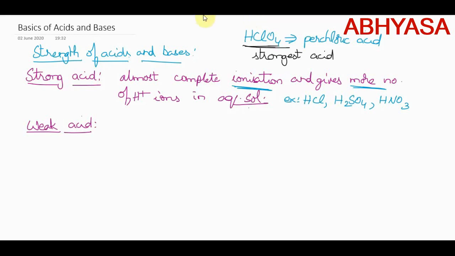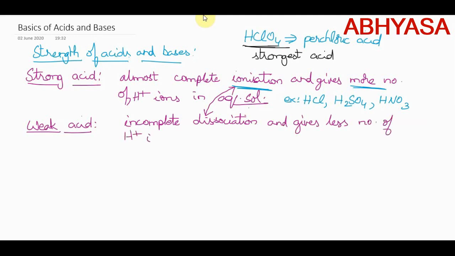Now let's see what is a weak acid. The acid which undergoes incomplete dissociation, or we can say partial dissociation or ionization. Both the terms are the same. Dissociation and ionization mean the same. So those which undergo incomplete dissociation and give less number of H plus ions in aqueous solution, they are called weak acids.